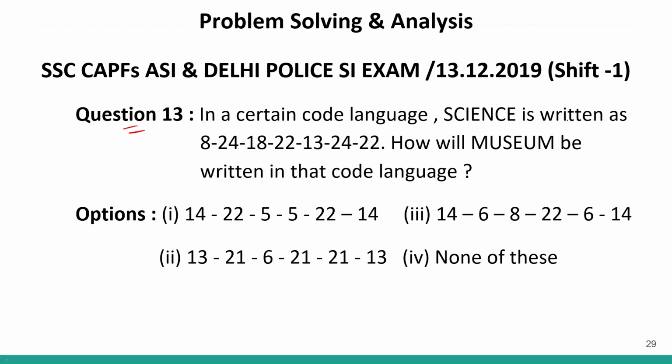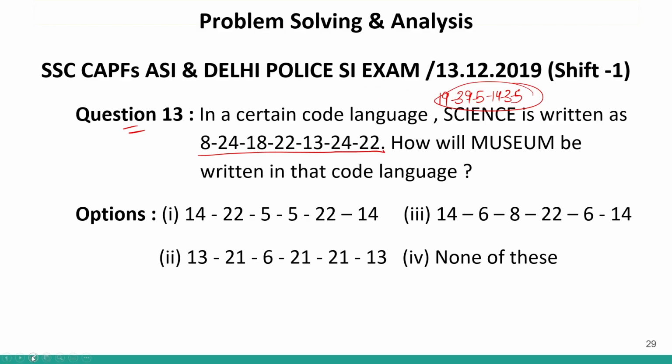Now question number 3. In a certain thing, code is written as this and we have to find the code of museum. So let me give them forward rank. S is coded as what? 19. C is 3. I is 9, E is 5, N is 14, C is 3 and E is 5. Now, when I look at these codes, they have no relation at all to the coded word. So some other logic is being followed. Forward rank is not the logic that is being followed in this question.